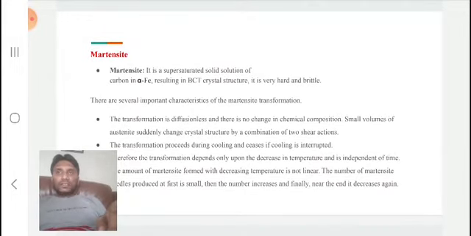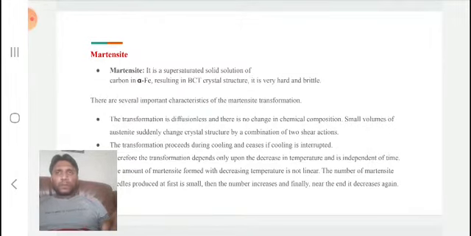So martensite is a supersaturated solid solution of carbon in alpha iron, resulting in a BCT crystal structure. It is a very hard and brittle metal. So there are several important characteristics. So what is the structure of alpha iron? The structure of alpha iron is BCC. So what is the structure of martensite? The crystal structure of martensite is BCT.